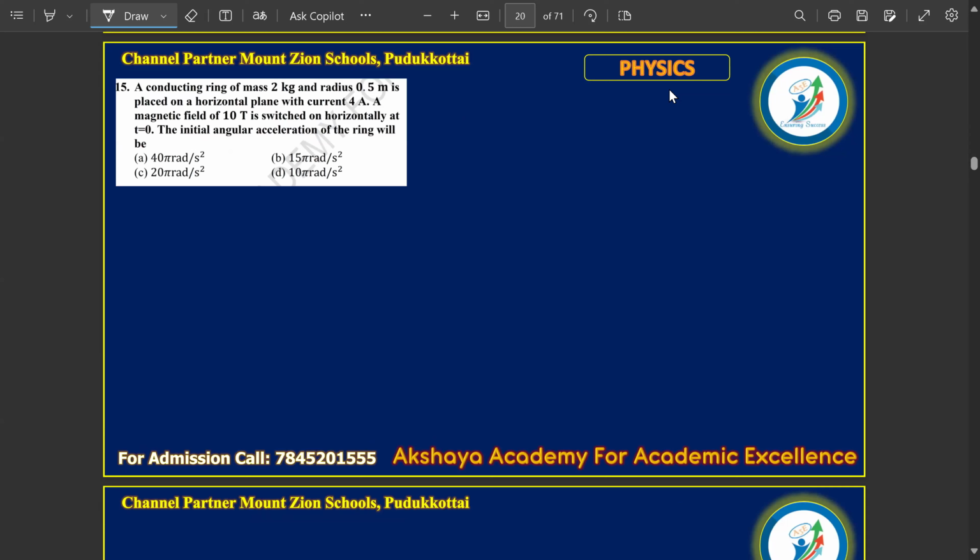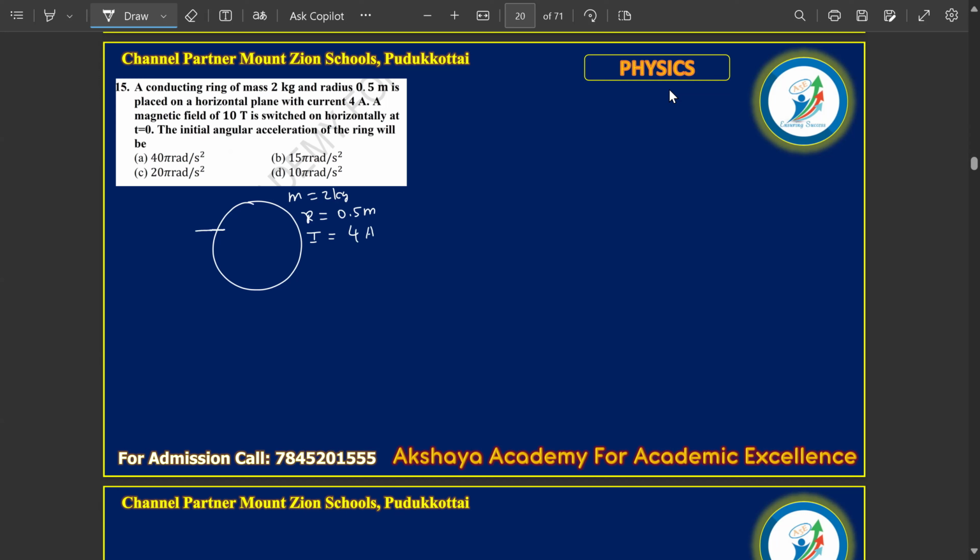Question number 15. A conducting ring of mass 2 kg and radius 0.5 meter is placed on a horizontal plane with a current of 4 ampere. A magnetic field of 10 Tesla is switched on horizontally at t is equal to 0. The initial angular acceleration of the ring will be. Let us assume a ring is placed like this, whose mass is taken to be 2 kg, and its radius r is taken to be 0.5 meter, placed on a horizontal plane with the current flowing through it being nothing but 4 ampere, right?